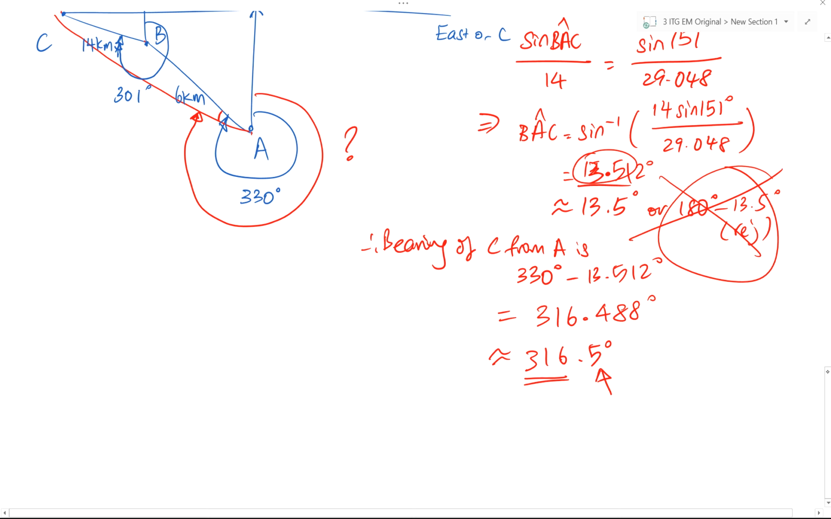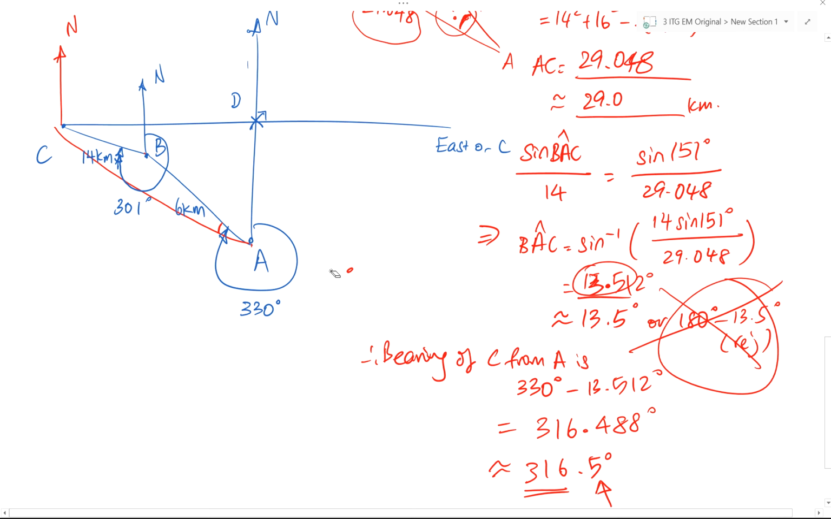Okay, next one. Find AD. I see a right angle triangle. Sine rule? How to use the sine rule? I have the hypotenuse. Okay. AC we found it to be, how much was AC? 29.048. Okay, so this is 29.048. I've got a right angle triangle, so I need one angle.